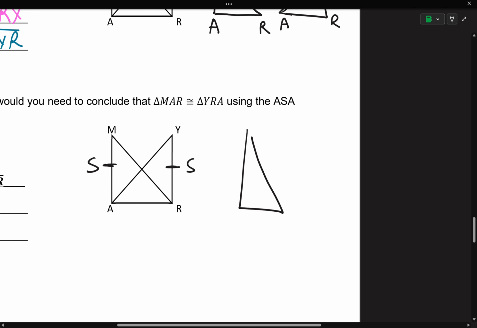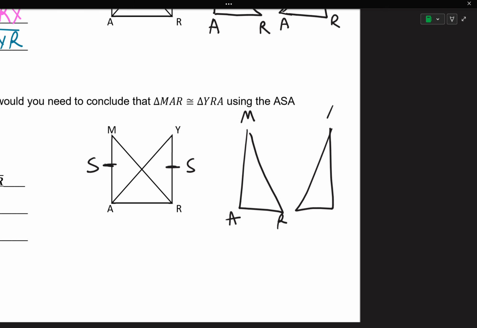Let's draw the triangles. So I can give them this. Angle side angle means I would like two angles to surround each side. So let's put an angle on the top of each side and on the bottom of each side. This was the hard part for me when I was a student, seeing this, knowing to use all of angle A and all of angle R.